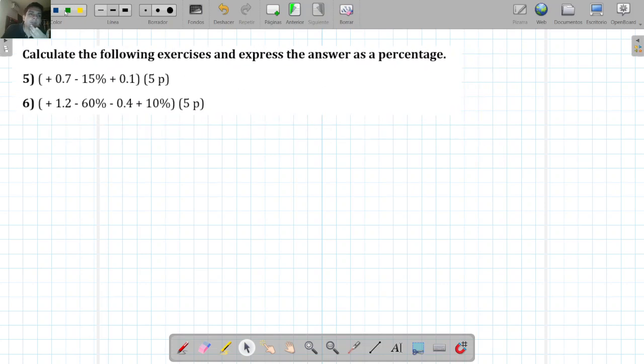Pay attention because this is a gift for you. We need to calculate the following exercises. We have to express them as percentage. Now, you may see that here I have something, in my opinion, simple, but I'm going to change it for educational purposes. You have 1.2 minus 60% minus 0.4 plus 10%.